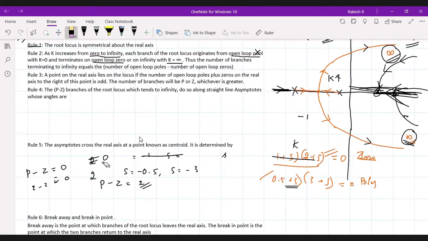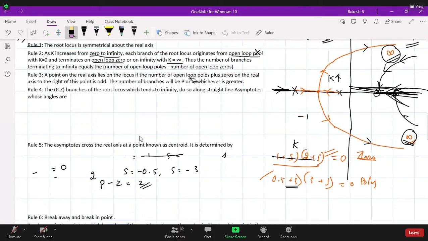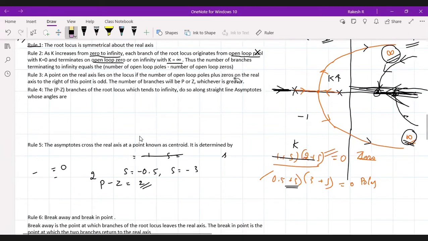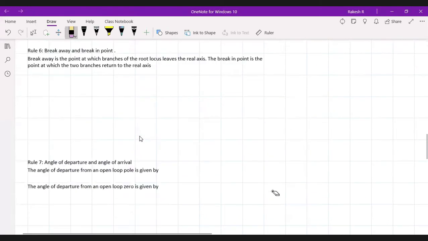Now, the third rule here: a point on the real axis lies on the locus if the number of open loop poles plus the number of open loop zeros on the real axis to the right of the point is odd. The number of poles plus zeros should be odd, then only the root locus exists. This is rule number 3. Now I'll take one example.